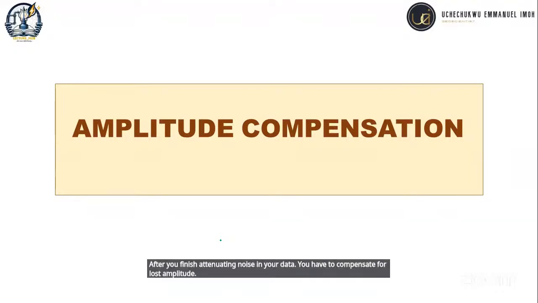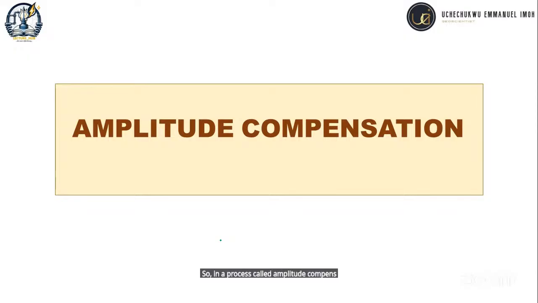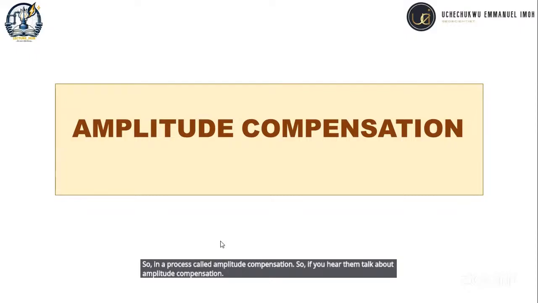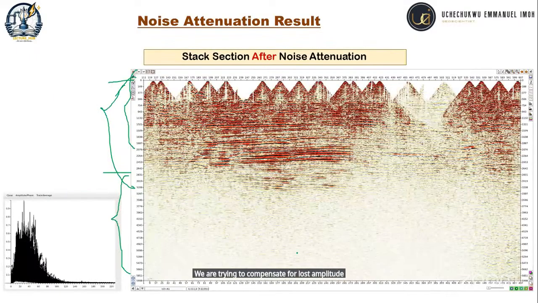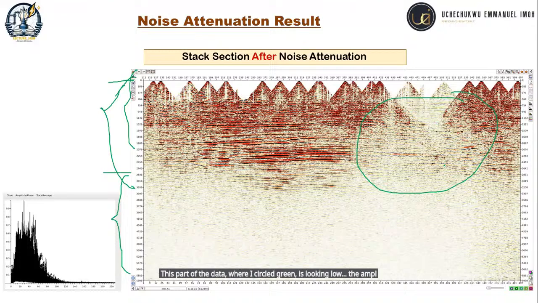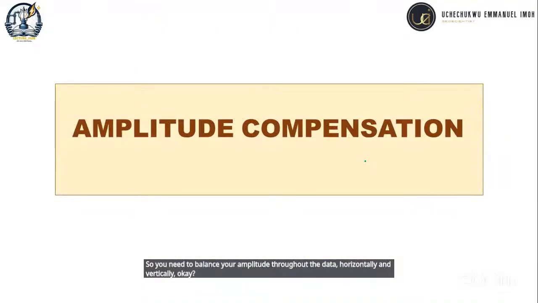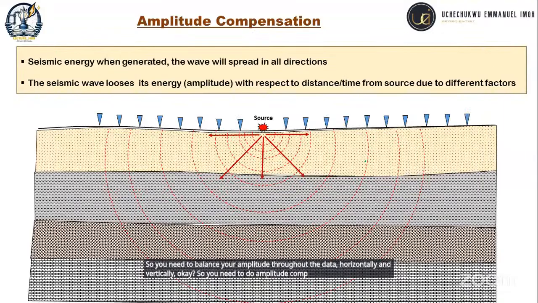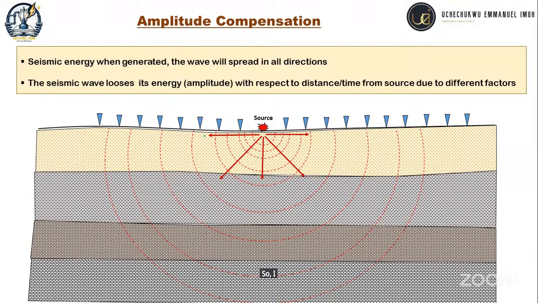So in a process called amplitude compensation. If you hear them talk about amplitude compensation, you are trying to compensate for lost amplitude in the deeper part of the data. And if you also look, this part of the data where I circled green is looking low. The amplitude here is also low. So you need to balance your amplitude throughout the data horizontally and vertically, okay? So you need to do amplitude compensation. So I've just explained myself.